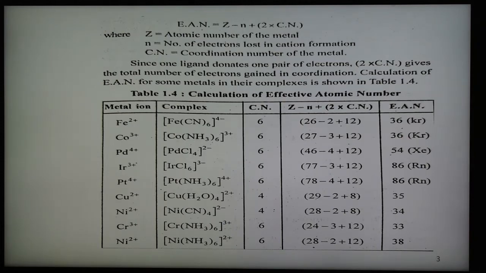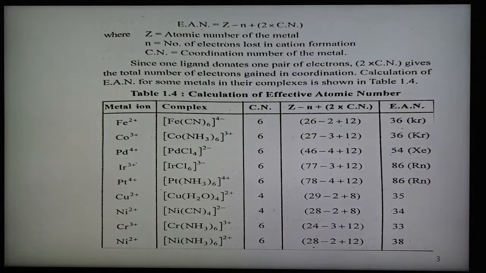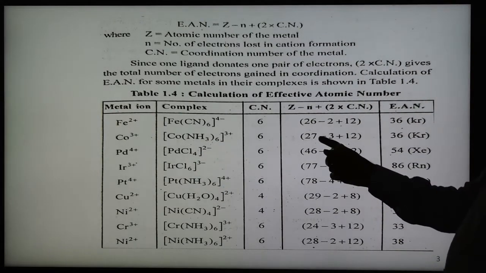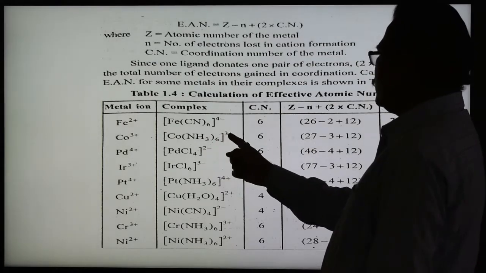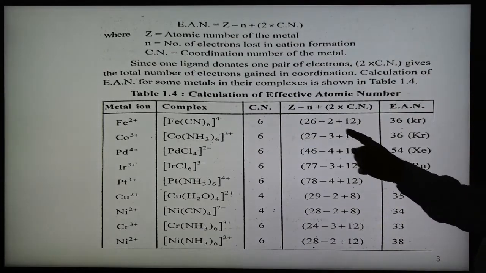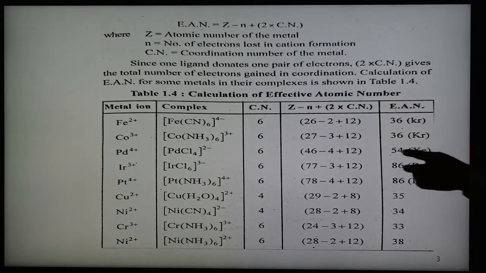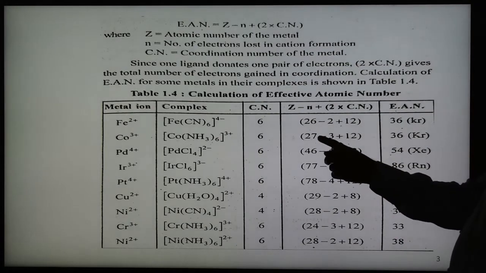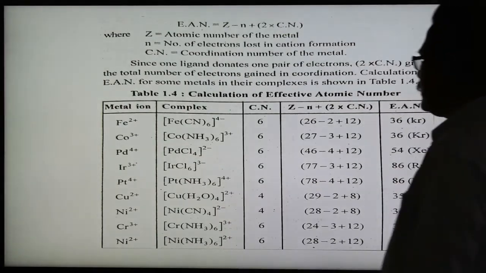In this way we can also calculate for another complex. Here the cobalt is the metal ion, atomic number is 27, and ammonia is the neutral ligand, therefore the 3 plus is the charge of cobalt, so minus 3 plus 12 again, because the coordination number is 6 and the total electrons are 2 into 6, that is 12. So here 27 minus 3 plus 12 equals 36. Again it is the noble gas element configuration. So these are the examples given here.